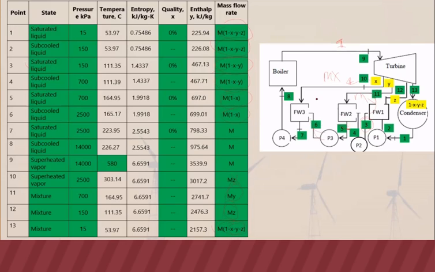1 minus x will now sum up with x, so that will result in 1. So at point 7, the mass flow rate will just become m. And then it will flow to point 8, still at m, and point 9 still at m. So that is the mass flow rate at the different points.